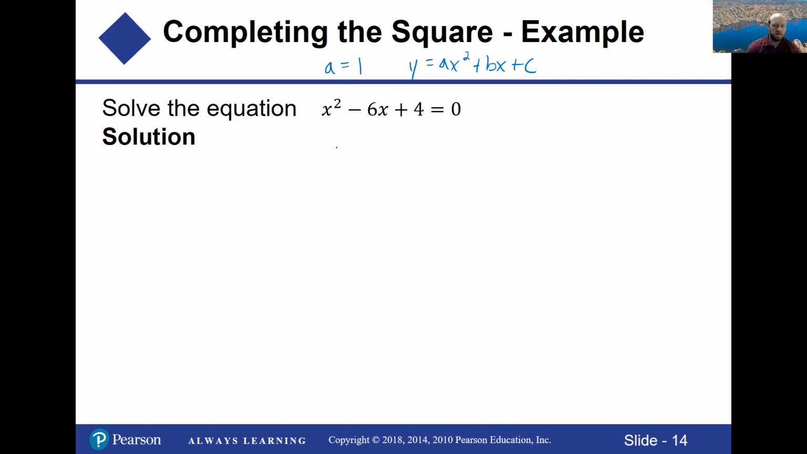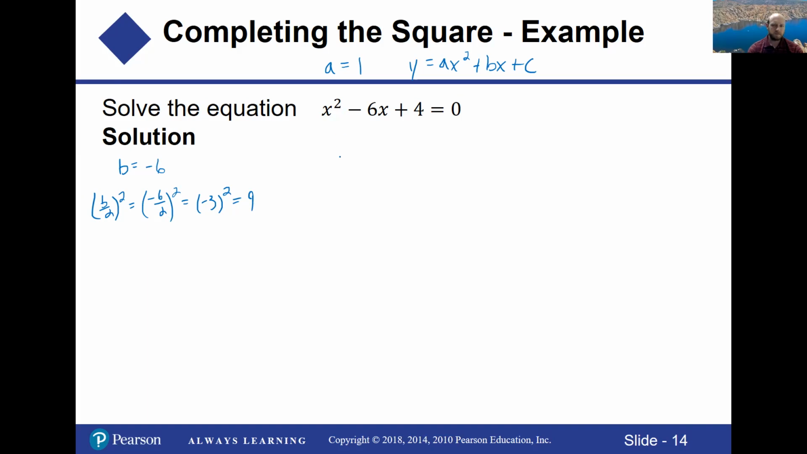First of all, since I know I have to complete the square, let's find our b over 2 squared term. What is b in this equation? Well, b is negative 6, the coefficient next to x. And then b over 2 squared would be negative 6 over 2, squared, which is negative 3 squared, and that equals 9. I'm going to show you where I use this in just a second.